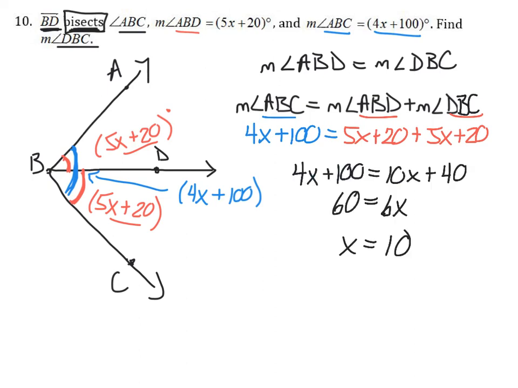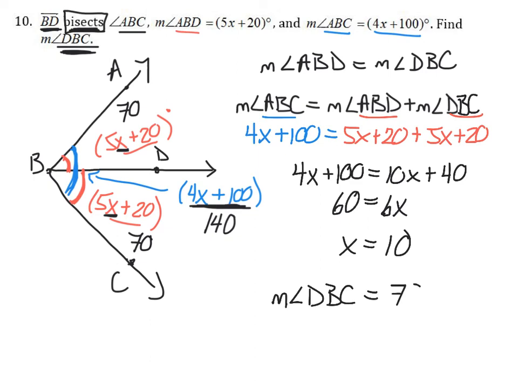So I've found that x is 10, and remember they want the measure of angle DBC. So let's go back and plug it in for x. The top angle ABD is going to be 70. The angle below that, 70 as well. That's what I expected. And then the larger angle ABC, it looks like, is going to equal 140 degrees. So my final answer for the measure of angle DBC equals 70 degrees.